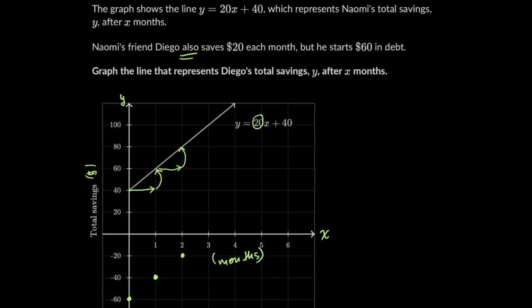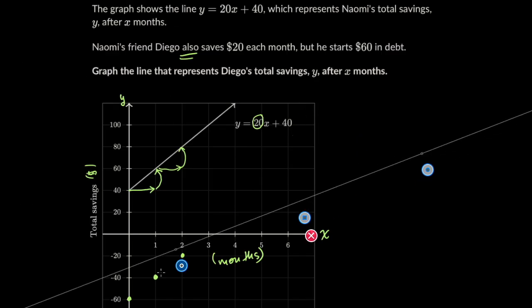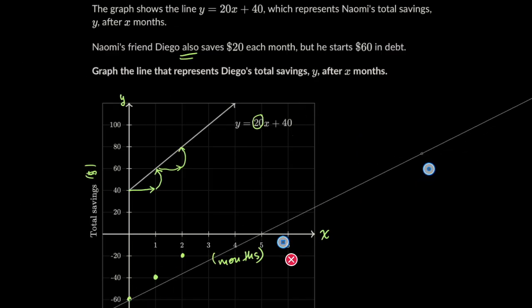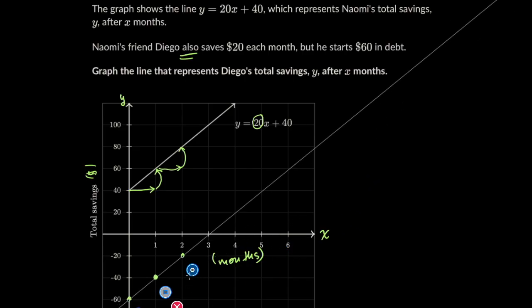And so I can get the ruler tool here to actually draw a straight line. Let me see if I can do that. So I'm going to go from that point to this point, and I can now draw the line. So there you have it. I have graphed the line that represents Diego's total savings y after x months.